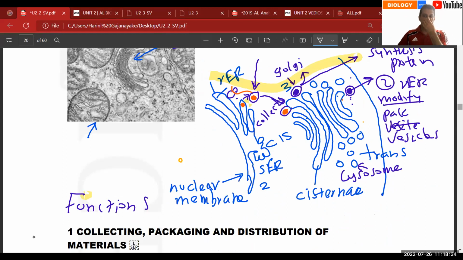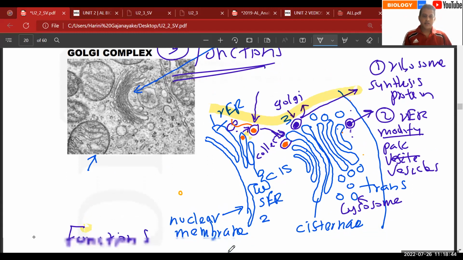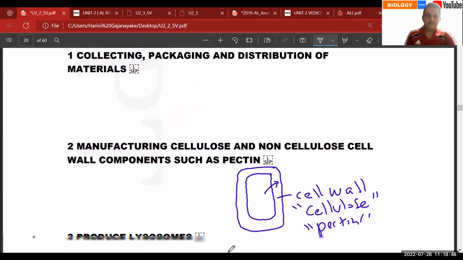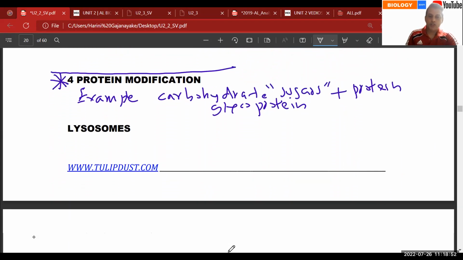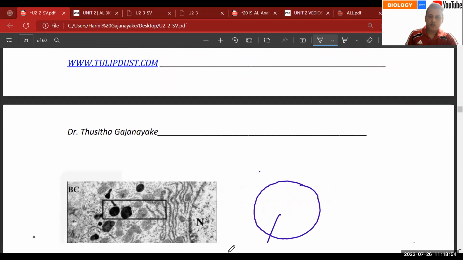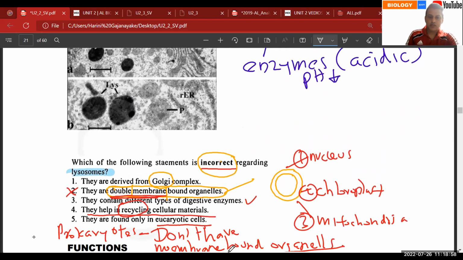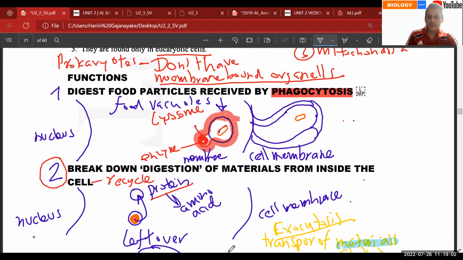So we started here today with the Golgi complex. And also we learned the protein transport. And after that, we learned the 3 functions of Golgi. And lysosome also we learned. And lysosome again, we learned 3 or 4 different functions.